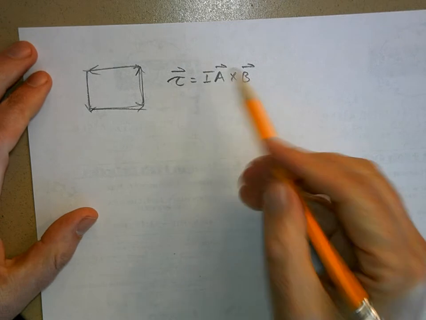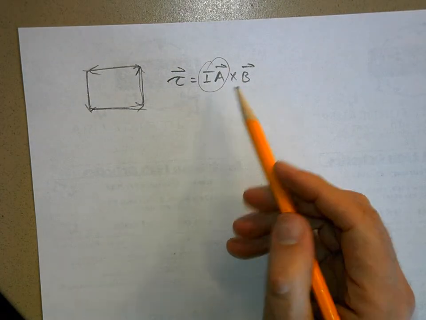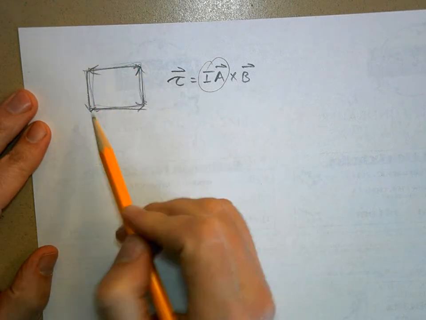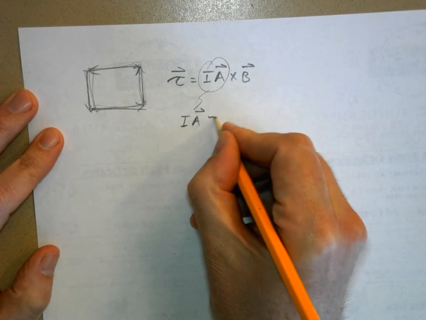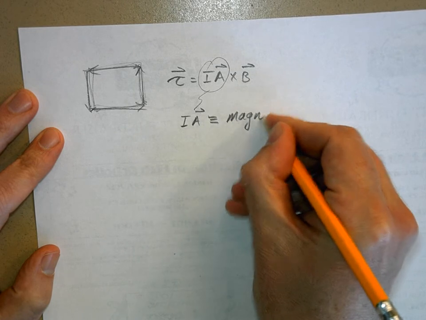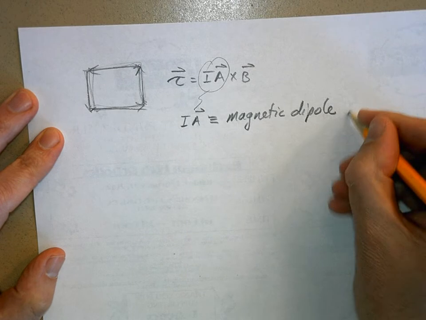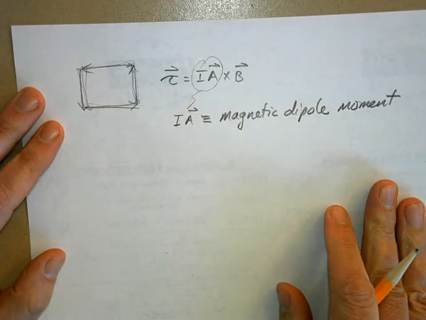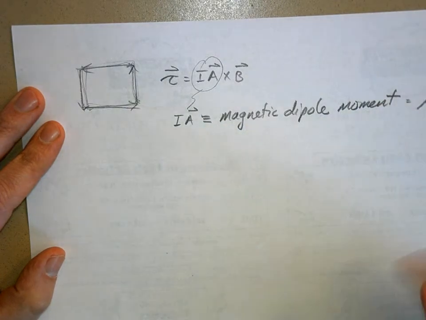And so we're going to call this guy right here, it's a characteristic of the circuit, a characteristic of our device. And so we give it a name. IA, by definition, is called the magnetic dipole moment. And the symbol we use for a magnetic dipole moment is mu, with a vector on it.